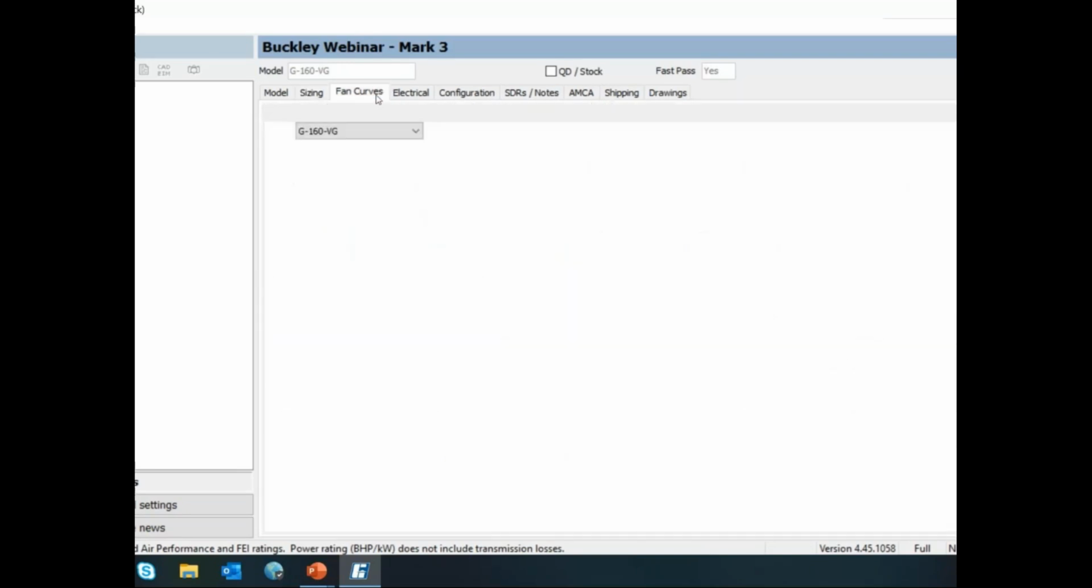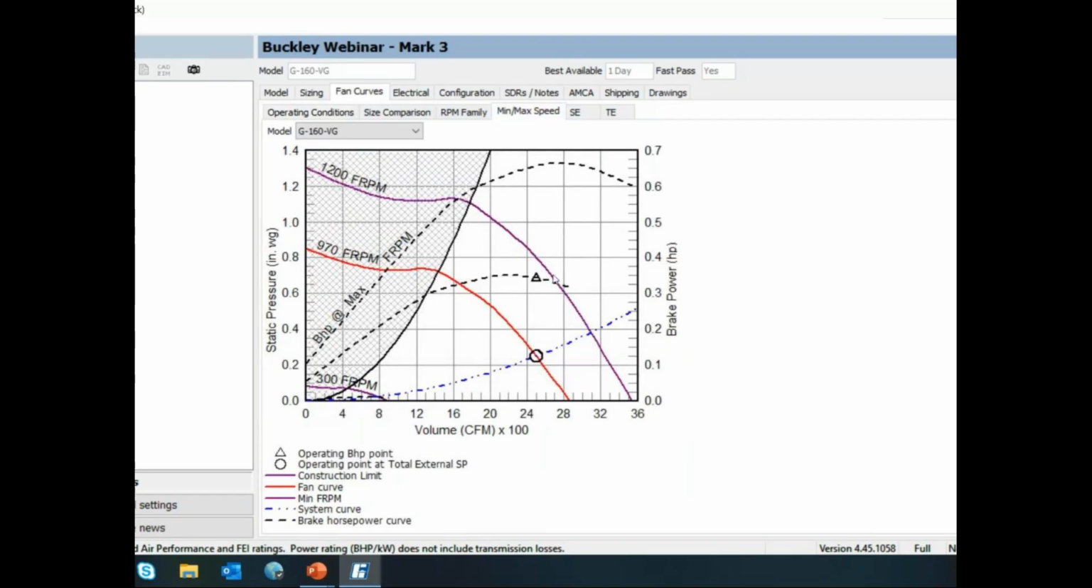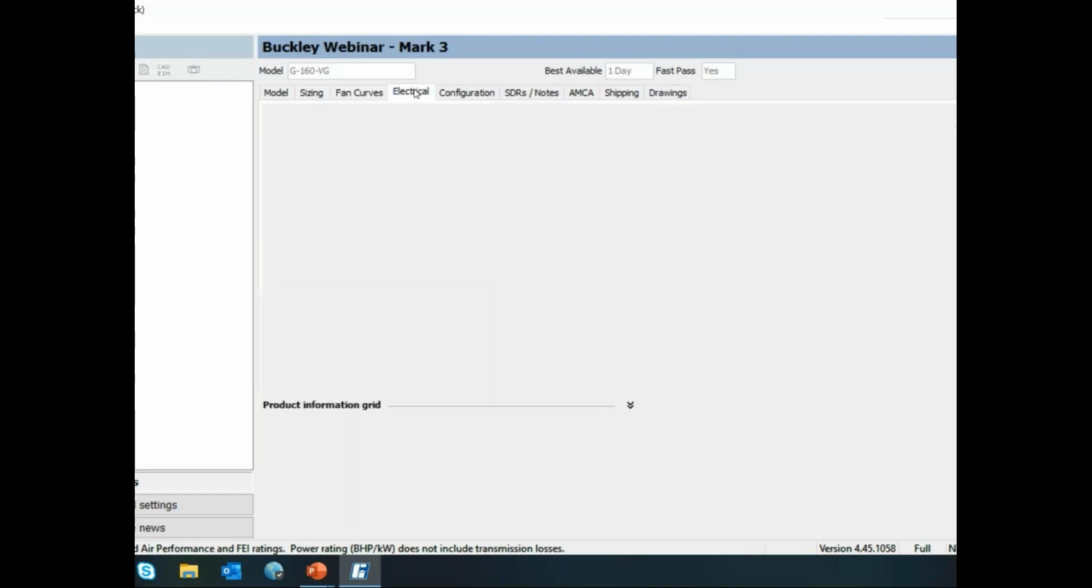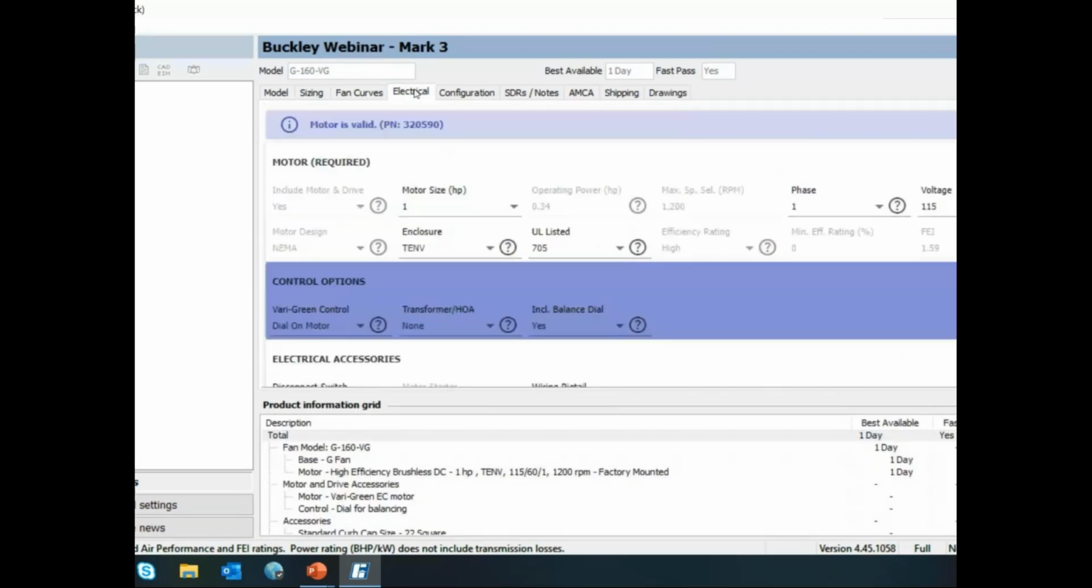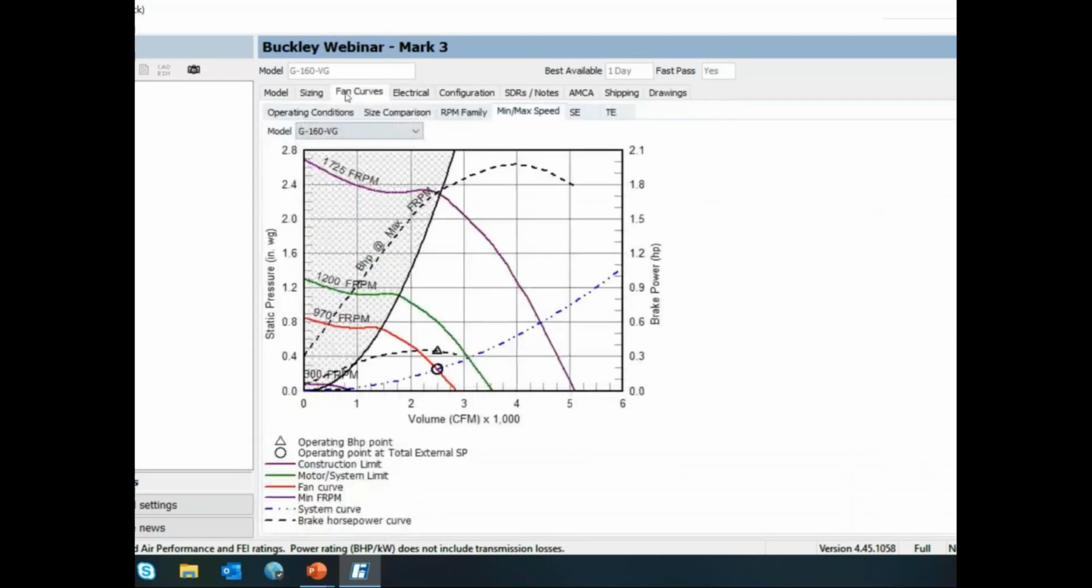In here, again, there's my beautiful fan curves. I've got a min-max fan curve. You can see my construction limits at 1200. That's for the motor that was provided with it. In this scenario, I could actually jump up a horsepower size to 2 horse, and now it moves that to 1725. It shows me that expanded range that I've got access to because I bumped the horsepower up.